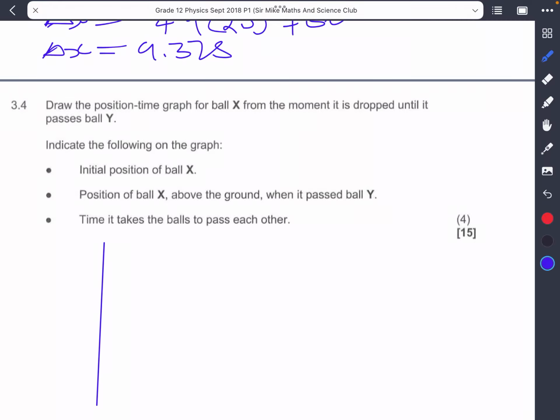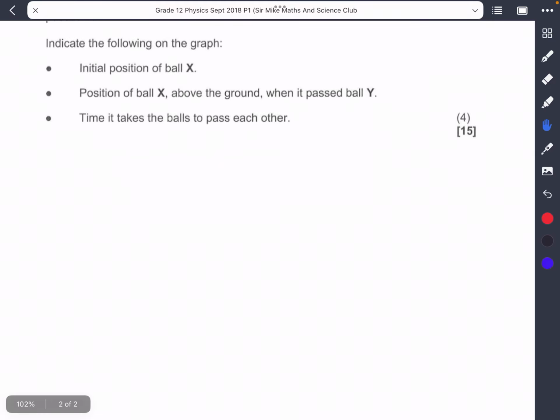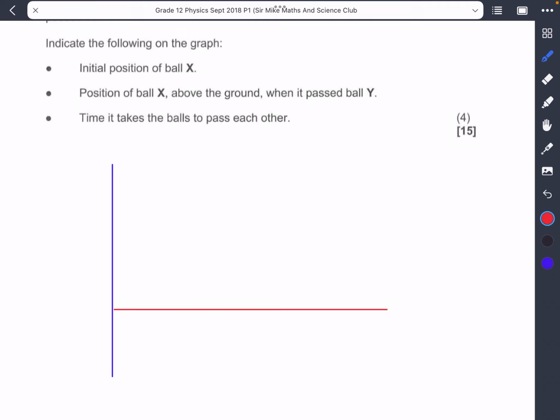All right, let me just scroll down so that we have more space. So we know that of course we would have that. All right, and then we also have time. Now remember that displacement is a vector quantity, so it can also be negative, but in this case I'm just going to also put time. But remember that time is a scalar, it can't be negative, so it doesn't have a negative region.